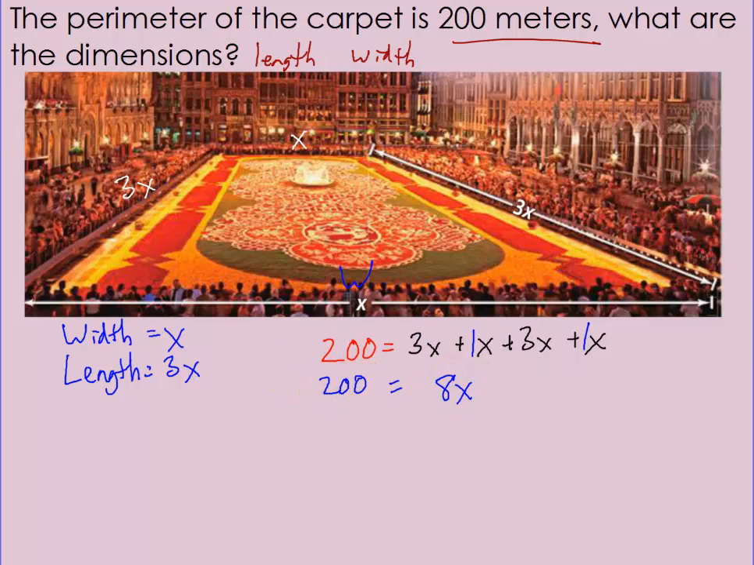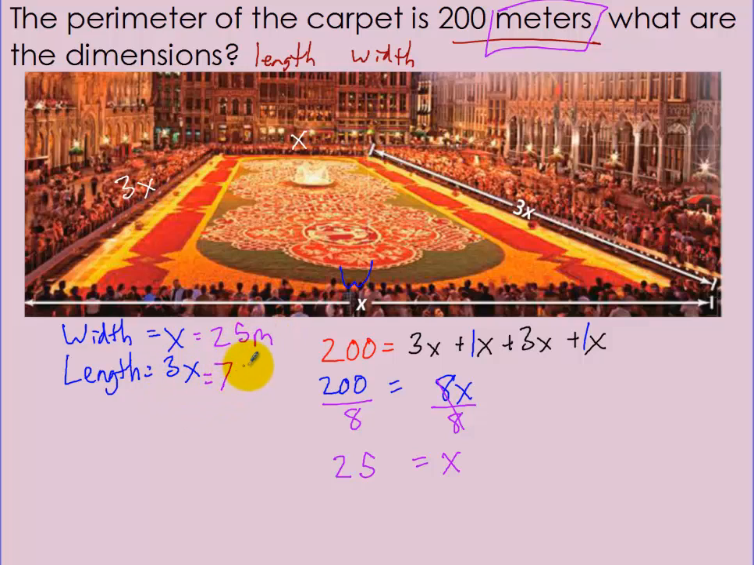Now, I can't add or subtract anymore, but I can divide because I have this multiplied times x. So I'm going to divide by 8 on both sides of the equation. Then you get x equals 200 divided by 8, which is 25. So my x equals 25, but I'm not done because I actually have to find the dimensions. If x is 25, my width is 25. 25 what? Looking at the units, it's in meters, so 25 meters. The length is 3 times x.